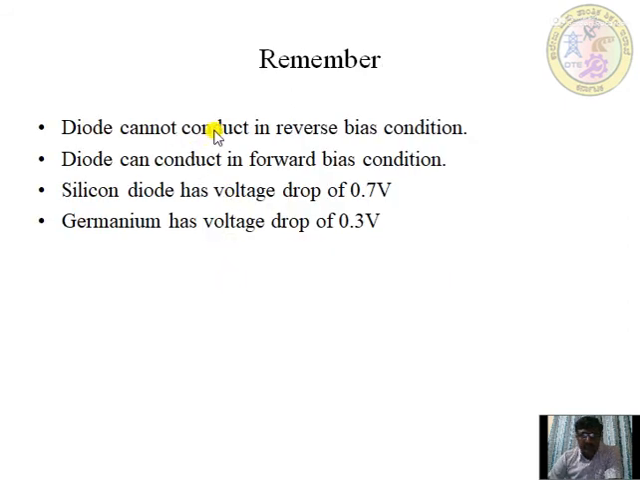One thing you should remember from this whole session is that a diode cannot conduct in a reverse bias condition. So there will be no flow of current. A diode can conduct only in the forward bias condition. Silicon has a voltage drop of 0.7 volts and germanium has a voltage drop of 0.3 volts in forward bias, since in reverse bias there will be no flow of current.